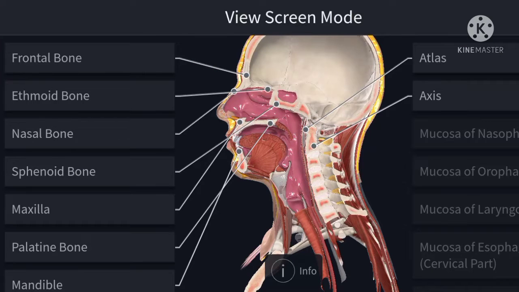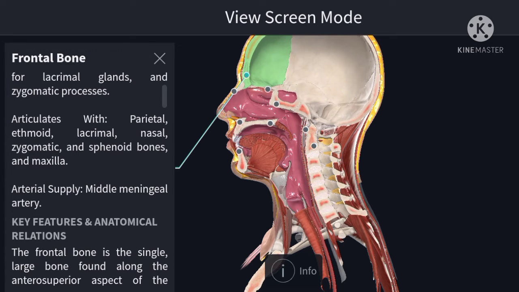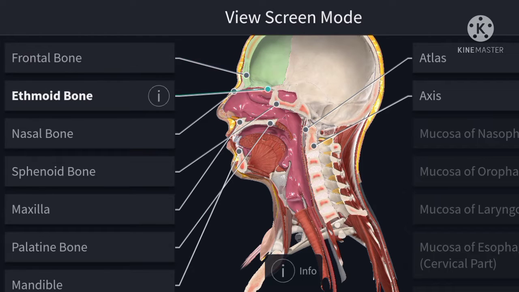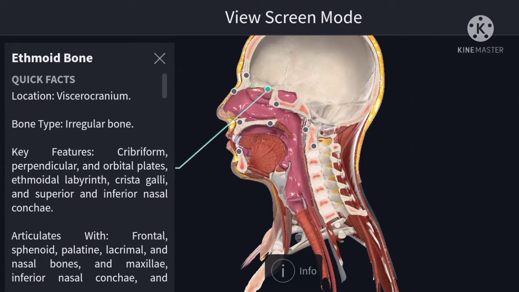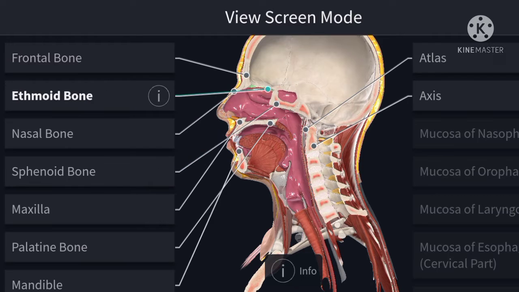Firstly, we will see the frontal bone. As you can see here, this is frontal bone and it is a type of flat bone, which is located in neurocranium and it is supplied by the middle meningeal artery. Now we will see the ethmoid bone. As you can see here, this is ethmoid bone and it is a type of irregular bone, which is located in viscerocranium and it is supplied by the anterior and posterior ethmoidal and sphenopalatine artery.